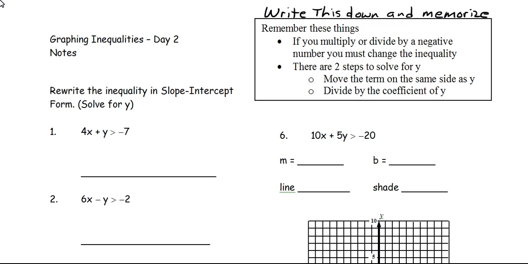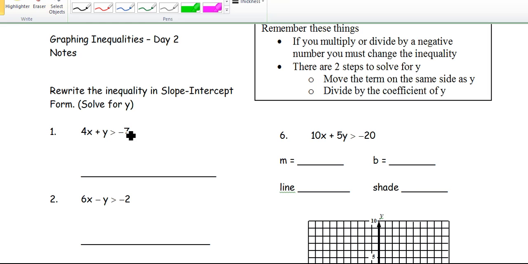All right, what I'd like you to do is go ahead and stop the video, write down this stuff that's in the box up at the top where it says write this down and memorize. This should be in some permanent notes that you can access. I'm assuming you've gone ahead and written down those notes. So we're going to start on with number one.